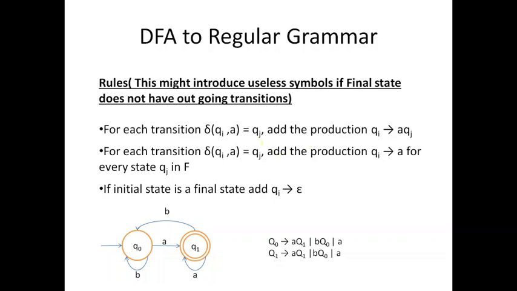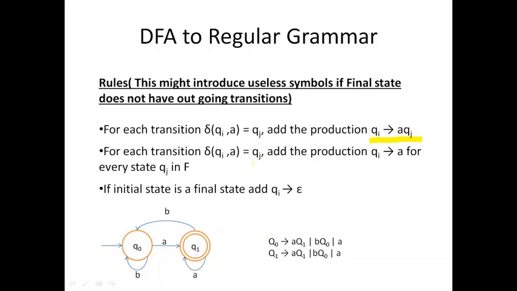Now let us look at how we can convert a finite state automaton to a regular grammar. If you have an epsilon NFA or an NFA, we know that it can be converted to a DFA. So we will look at how we can construct a regular grammar when we are provided with a DFA. Basically we have three rules. If you have a transition like Qi on a to Qj, you add a production like Qi giving small a Qj.